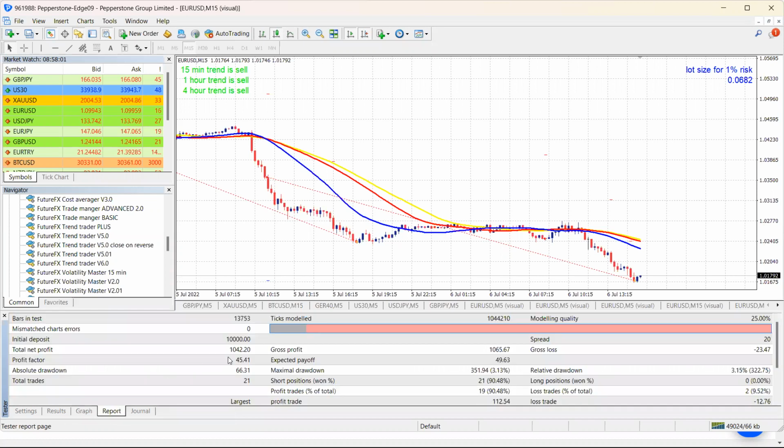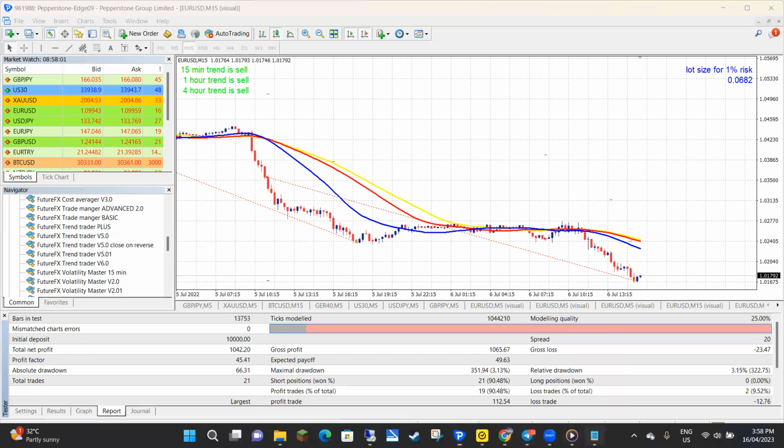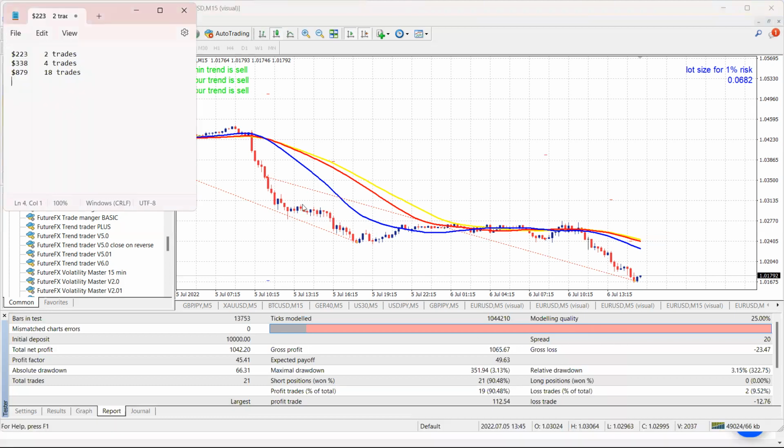Just check the report. Okay, so now on the 1 minute, we've bumped it up a little bit more to $1,042 profit and 21 trades. This is the old version. We've basically quadrupled the profit.